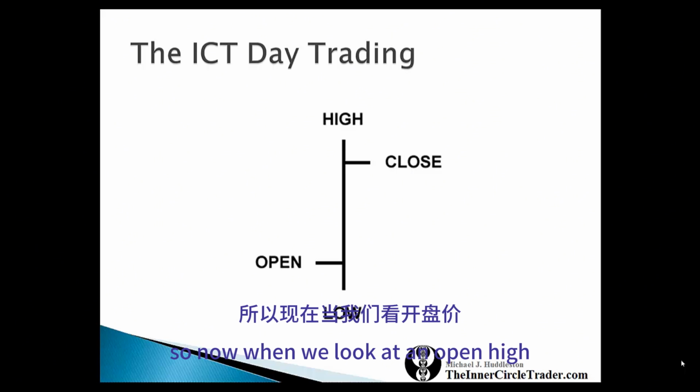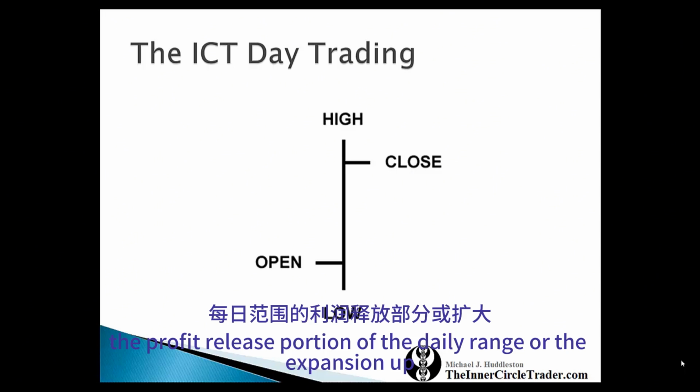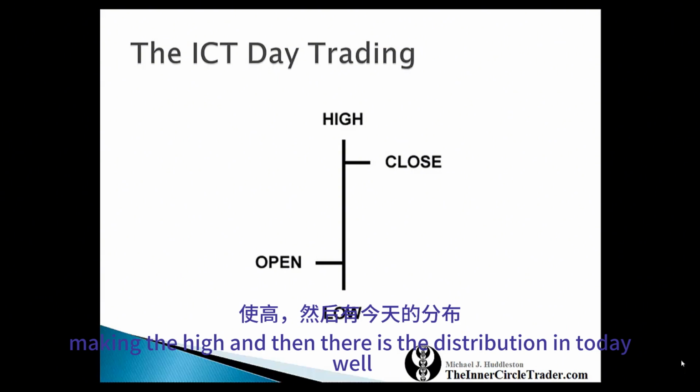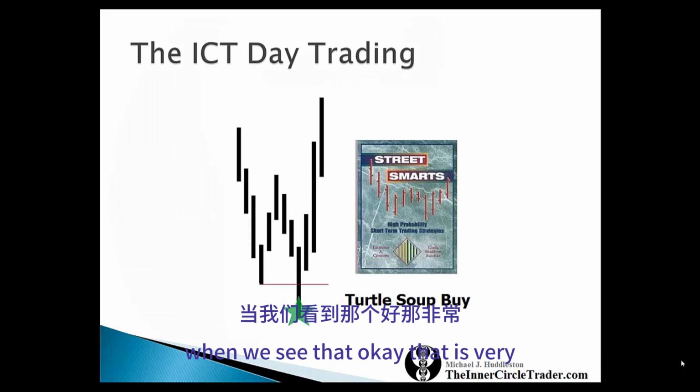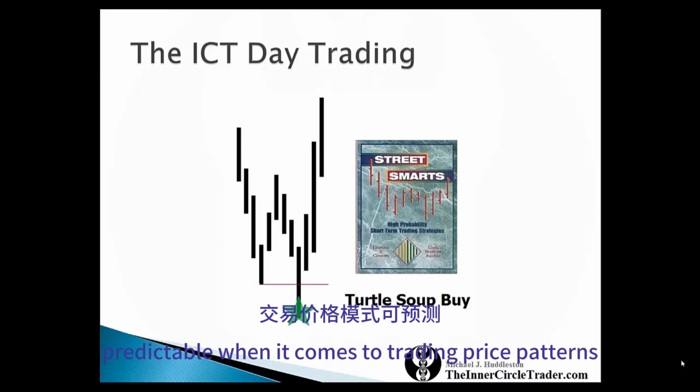So now when we look at an open, high, low, close bar, this is what I want you to think of: it's the accumulation, the profit release portion of the daily range, or the expansion up making the high, and then there is the distribution intraday. When we see that, it is very predictable when it comes to trading price patterns.